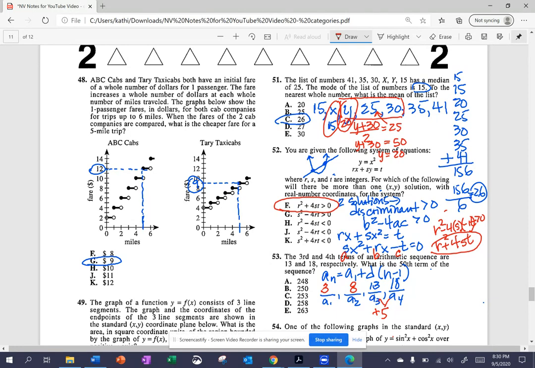So now I want to find my 50th term. So my 50th term is my first term, 3, plus my common difference of 5 times 50 minus 1. So my 50th term is 248.